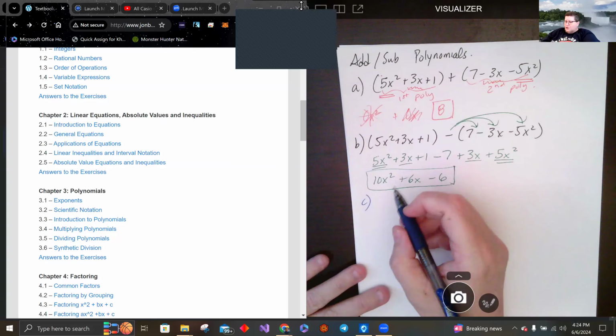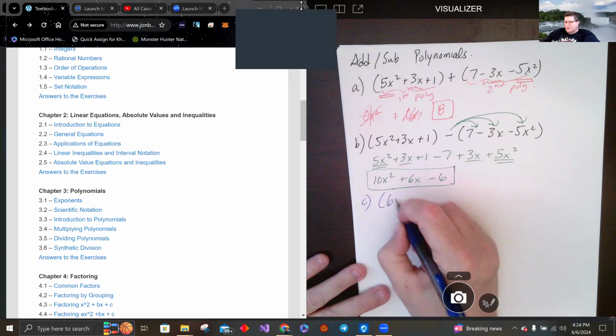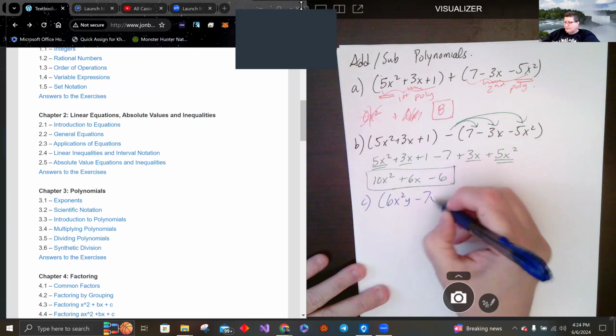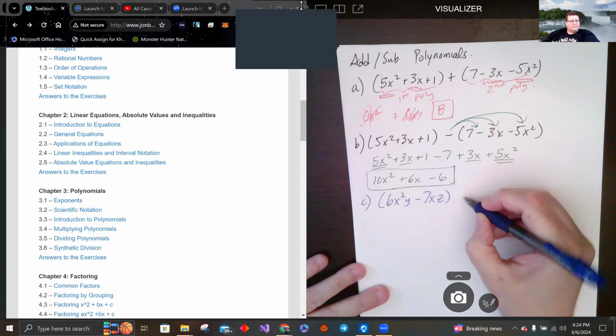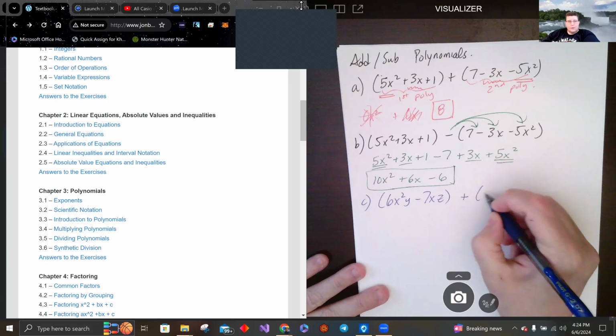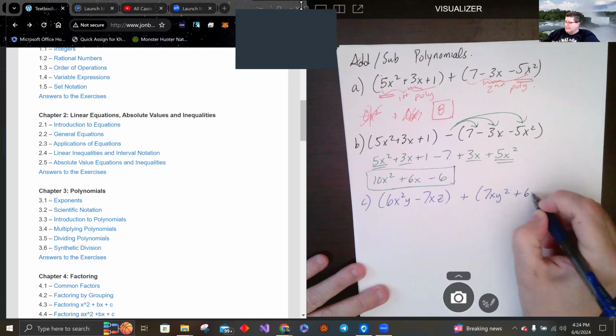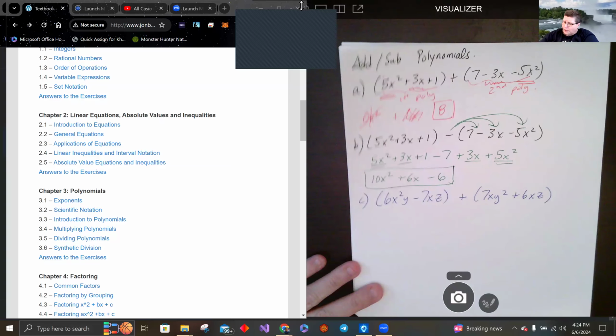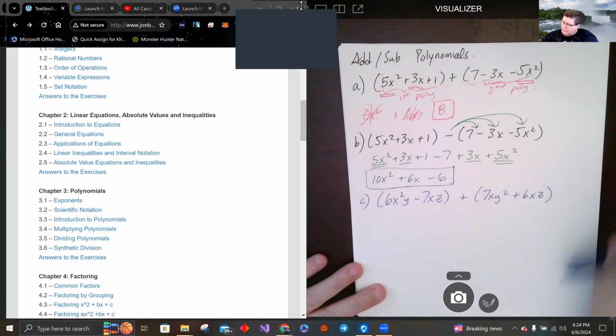Why don't you guys give it a try? We're going to do 6x squared y minus 7xz. And we'll add to that 7xy squared plus 6xz. Go ahead and pause the video, work that out.